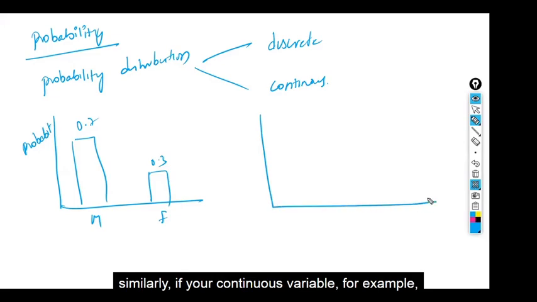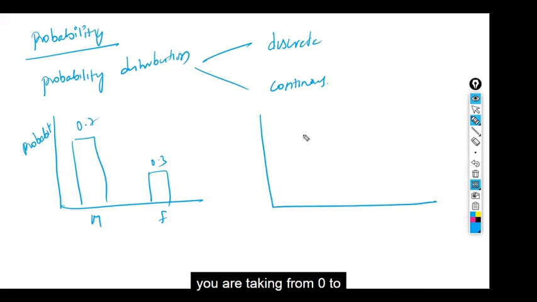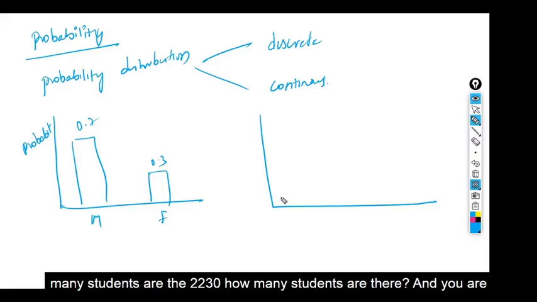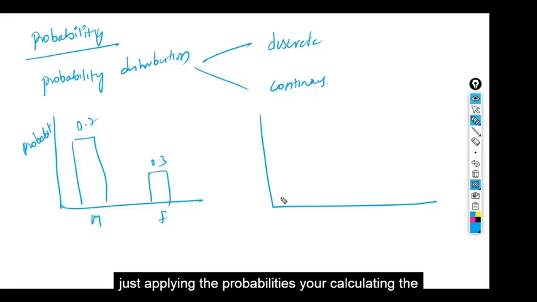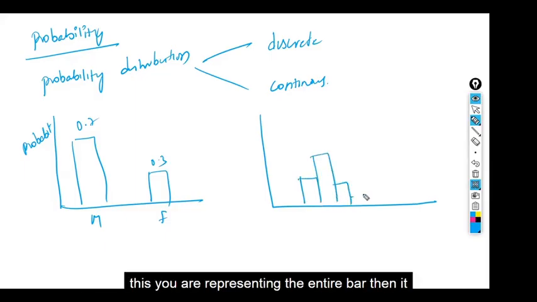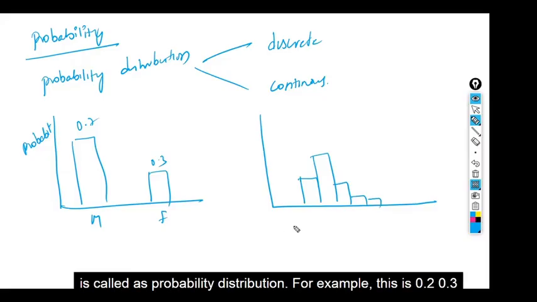Similarly, if you have a continuous variable, for example, from 0 to 10, how many students are there? From 10 to 20, how many students are there? 20 to 30, how many students are there? And you are applying the probabilities. You calculate the probability for each of them and represent it as a bar, representing the entire set of bars. Then it is called a probability distribution.